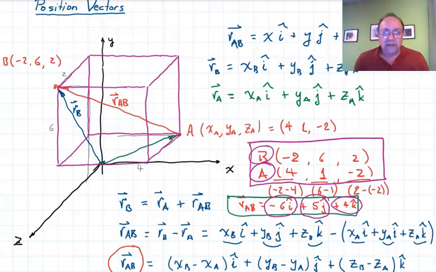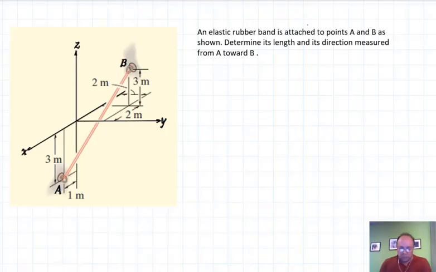So let's make an example about this. Here we have an elastic rubber band that is attached to points A and B as shown. Determine its length and its direction measured from A toward B. So basically what they are asking here is to find the position vector of B with respect to A. That will be a vector that goes like this.